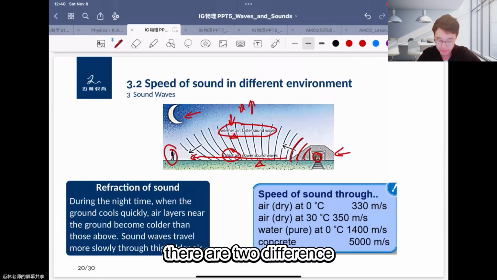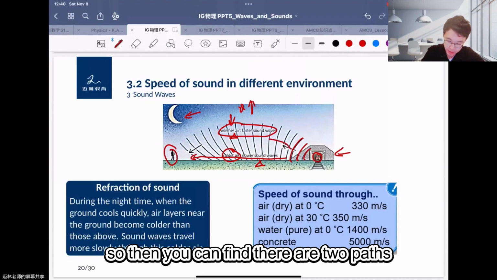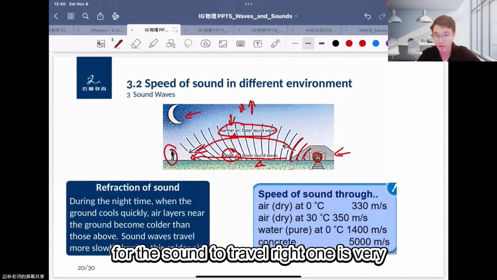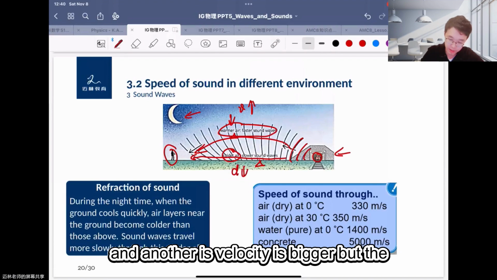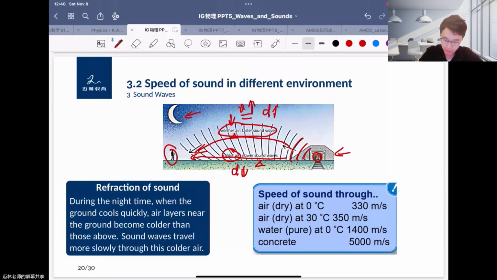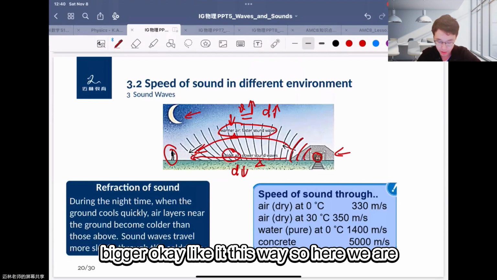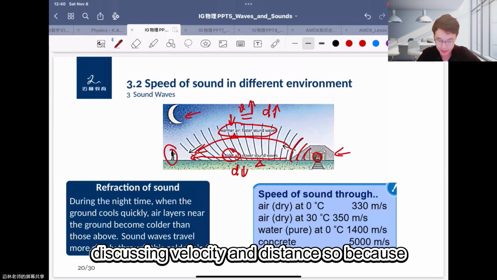Because there are two differences, then you can find there are two paths for the sound to travel, right? One has a slower velocity, but the total distance here is shorter. And another has a bigger velocity, but the distance is bigger, okay? Like it's this way. So here we are discussing velocity and distance.